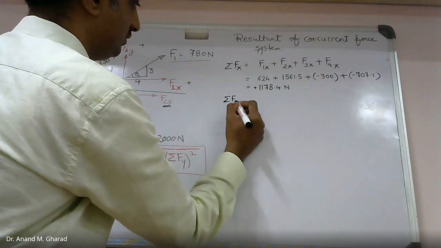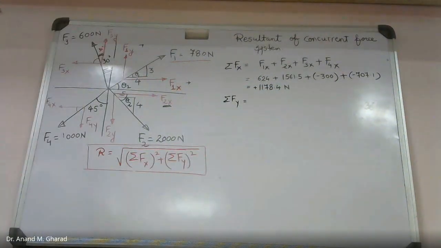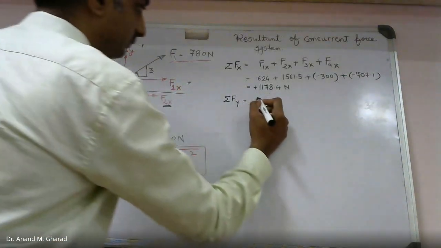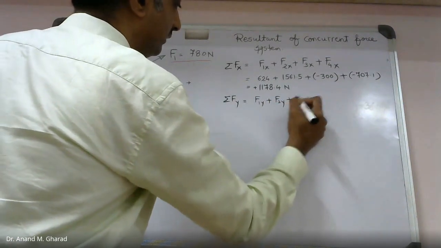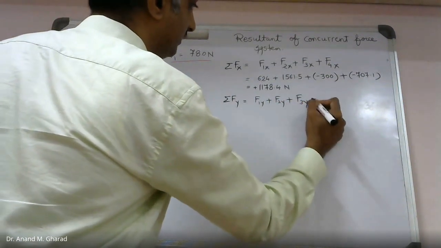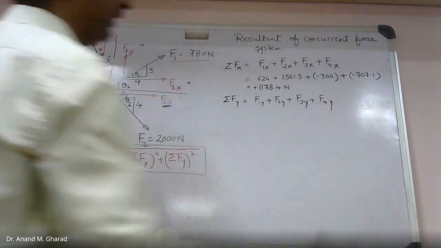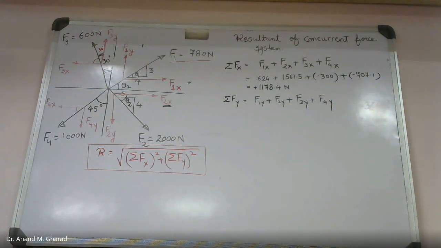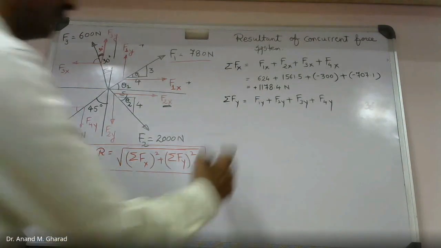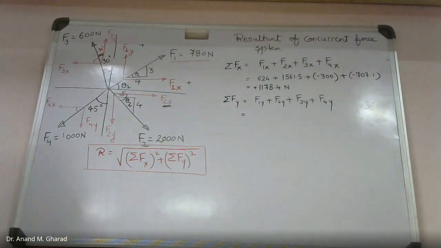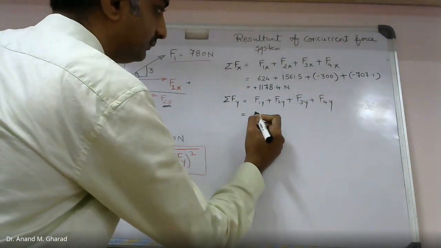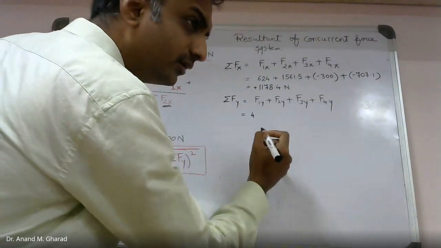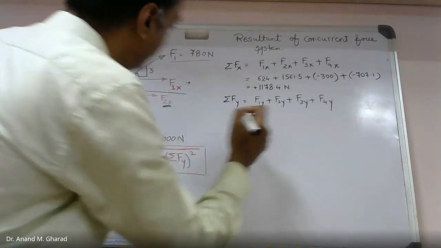Similarly, summation of forces in y direction. F1y, F2y, F3y, F4y. Substitute the values. F1y कितना था? 465. 465. Yes, sir. Positive.